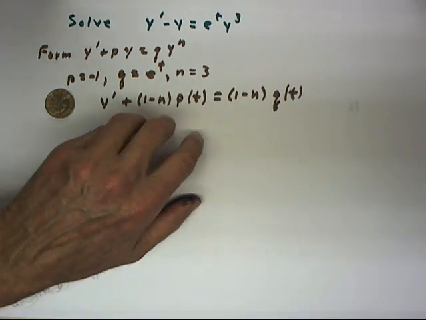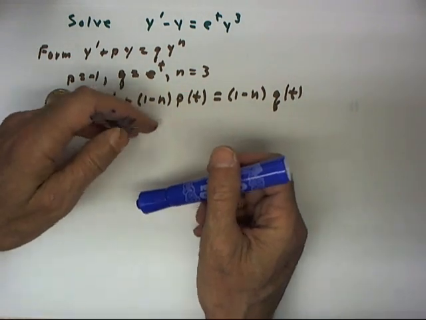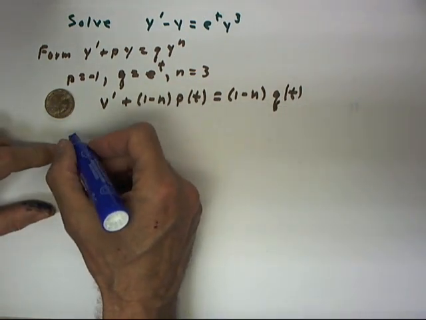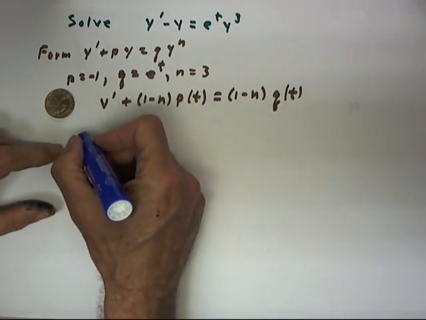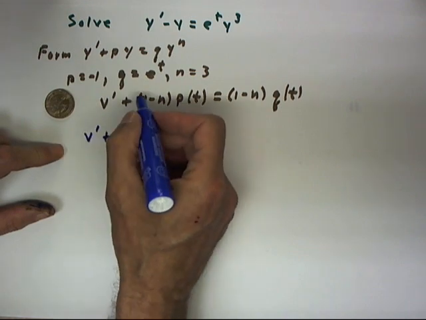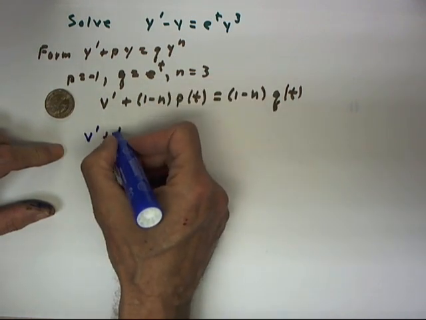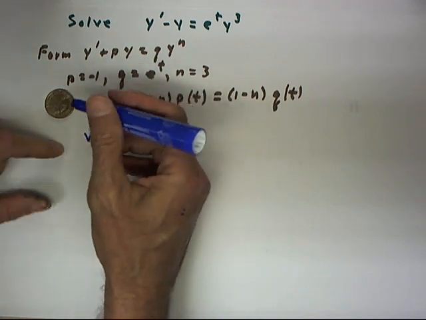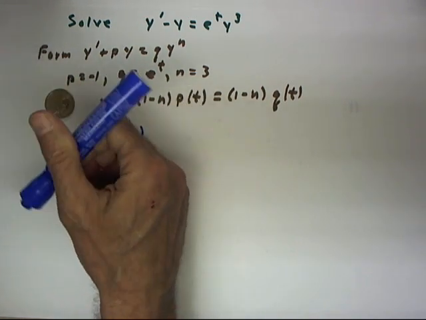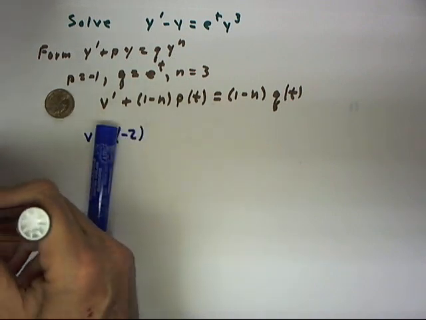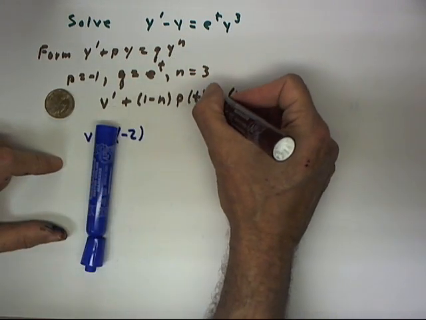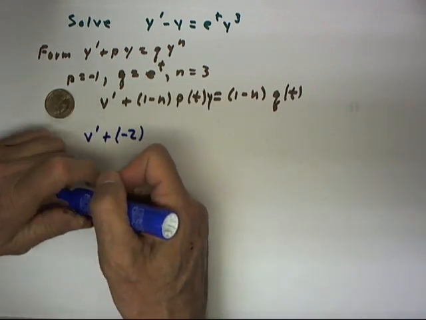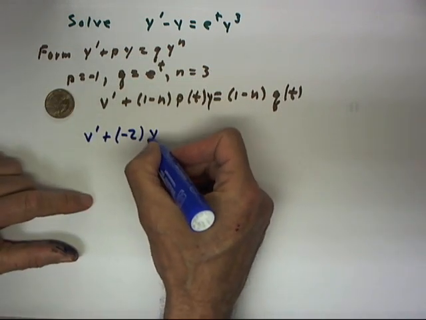Now, having identified our value of n and our p function and our q function, we can write out the transformed function, which is going to be v prime plus. Okay, n is 3, so 1 minus n is negative 2. I left something out when I wrote this. It's times y here. So we're going to need that. It's negative 2 times y.